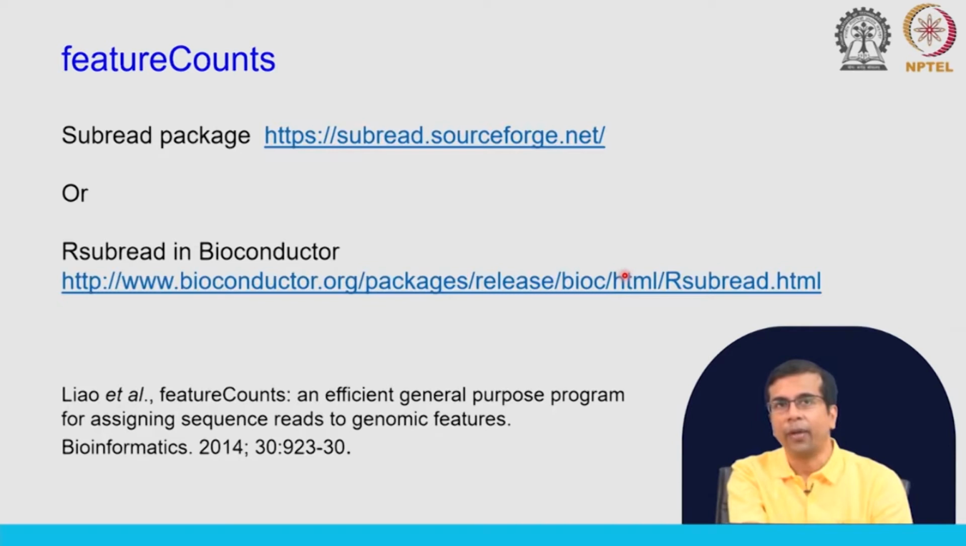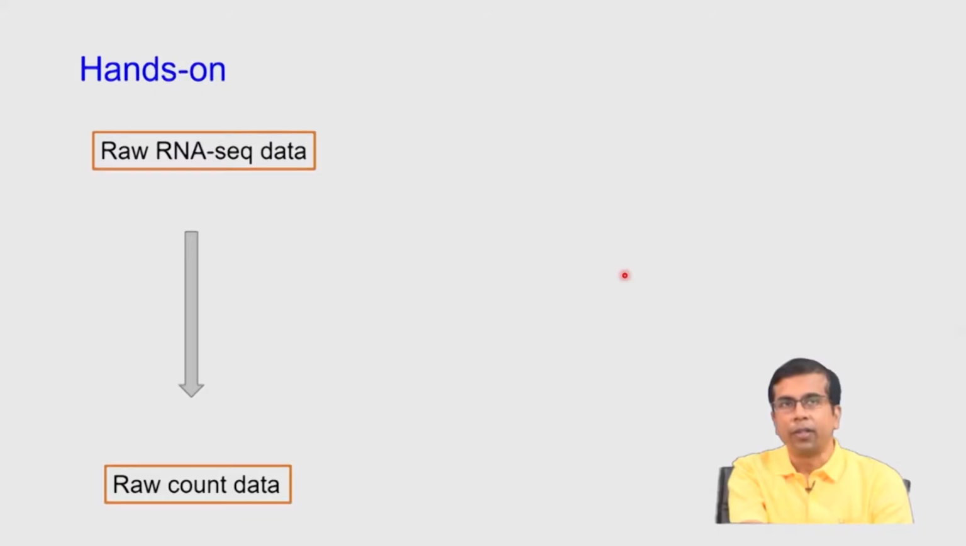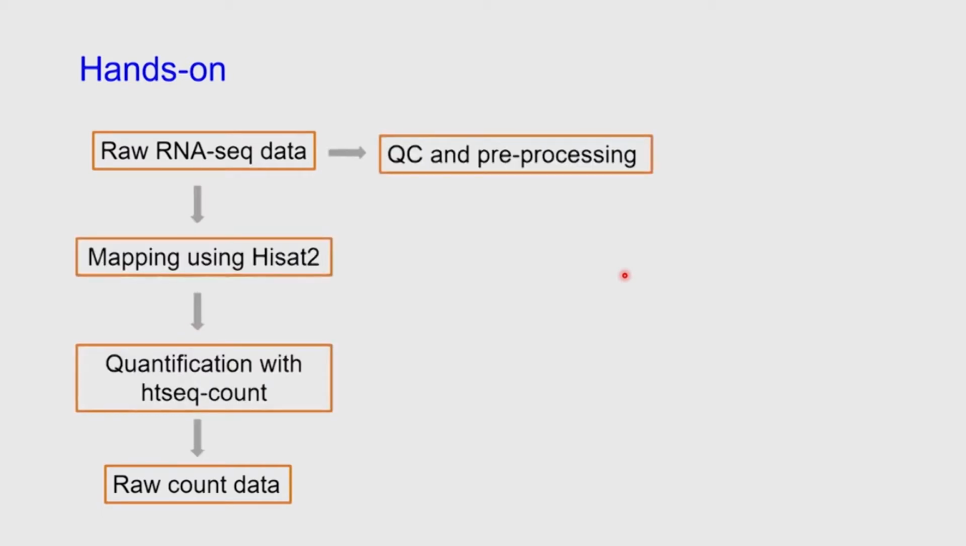Okay. And here is the package which you can download and use, or you can get from R in Bioconductor. So, again, if you are not familiar with R, you can simply go with the Subread package, and download and use that package. Okay. So, what we are going to do is we will have a hands on now. We will just simply look at this raw RNA-seq data and we will get to the raw count data using this very simple step. Okay. We will not talk about the QC and pre-processing because you already know this, right, first QC etc. If you need to do trimming etc., you can do that.